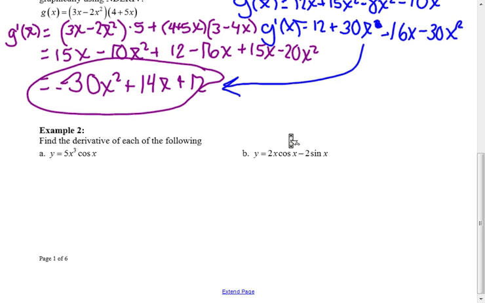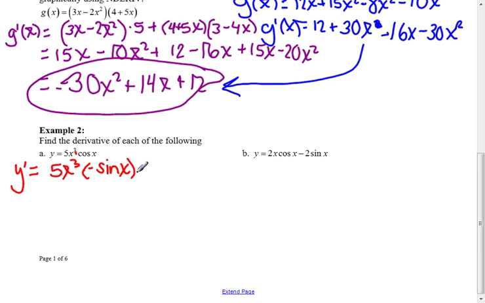Alright, so I'm just going to do one here on the bottom so you get the idea. You can try the other one and ask questions in class. Alright, let's do this one here. Find the derivative of each of the following. So to do this, we have the product of two functions. We have to use the product rule. So it's the first, 5x cubed, times the derivative of the second. Good thing you already memorized that. The derivative of cosine is going to be negative, so we have negative sine of x.